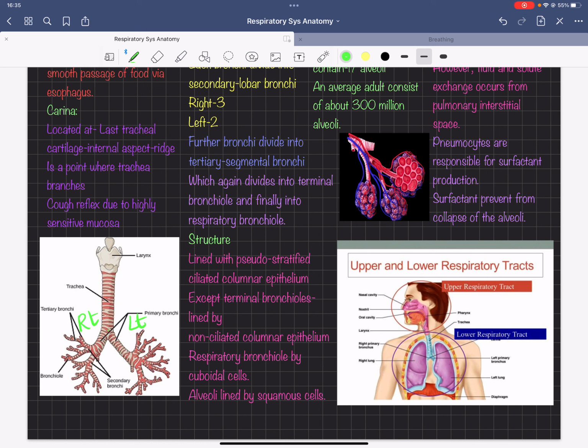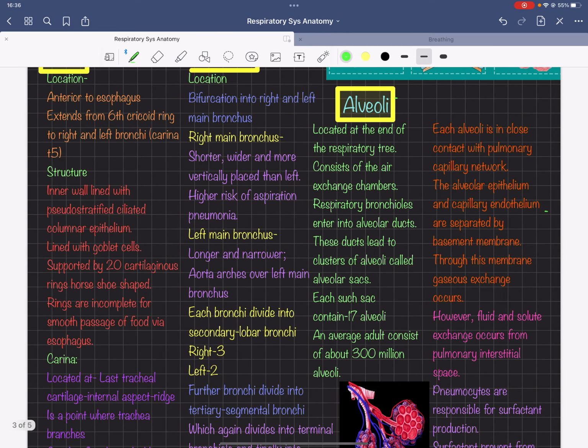For instance, the right side bronchus is very short, and it is also very wide, and it is more vertical, right? But on the left side we can see that it is very narrow and very long as well, and it is less vertical than the right. Because of this particular reason, there is a higher chance of aspirating food particles into the right side bronchus rather than the left side.